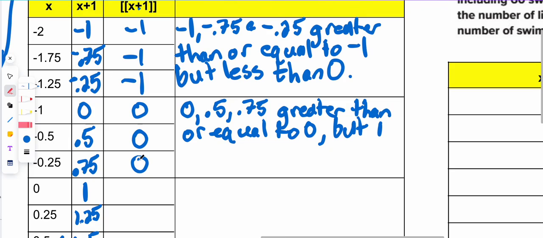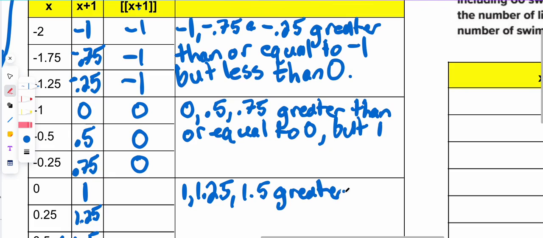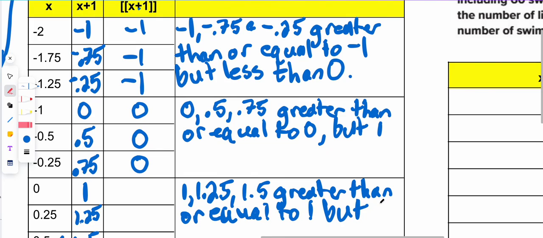The next 3 are 1, 1.25, and 1.5. They are greater than or equal to 1, but they're less than the next integer, which is 2. So all 3 of these would become 1 in this function.